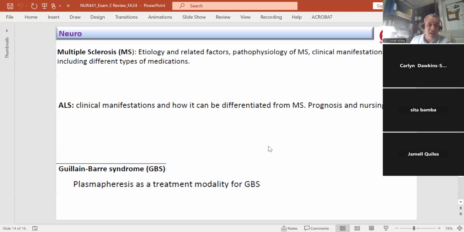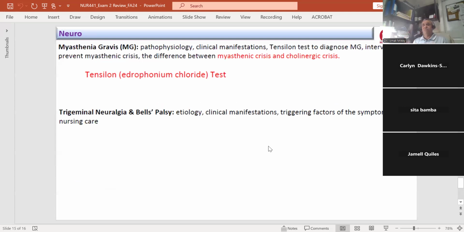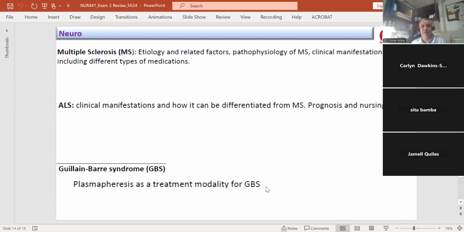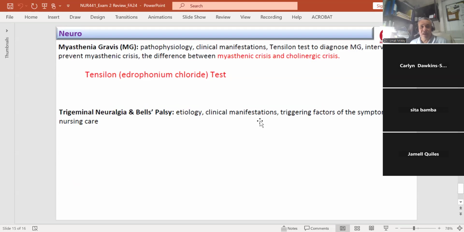Now the MG, myasthenia gravis. I believe the most important concept under MG is the differentiation between myasthenic crisis and cholinergic crisis. I went over that in class and we spent a good amount of time on this and the Tensilon test. Do you have any questions about this slide? I mean the MG and the Tensilon test.